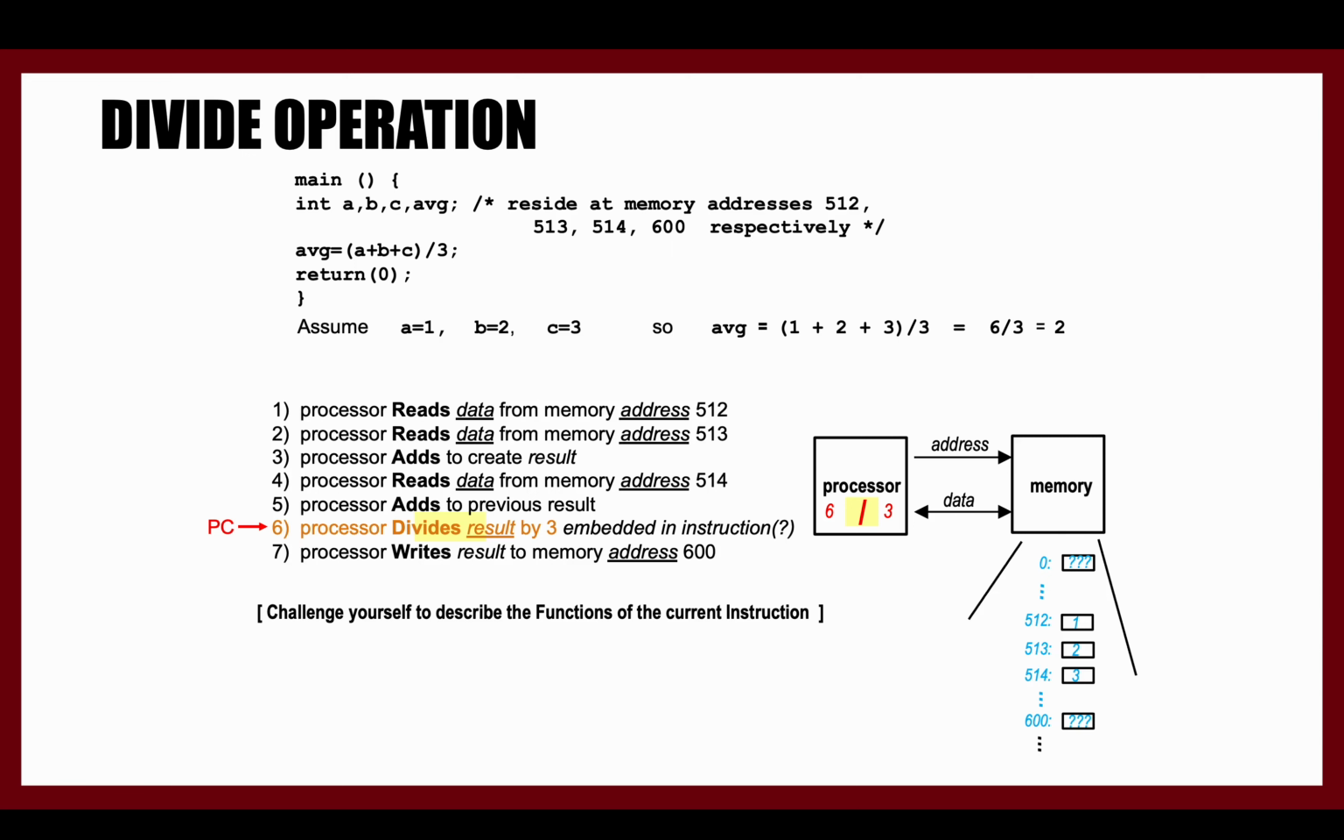In summary, this slide shows the steps that the processor takes to execute the divide operation, starting with reading data from memory, performing addition, dividing, and finally writing the result back to memory.